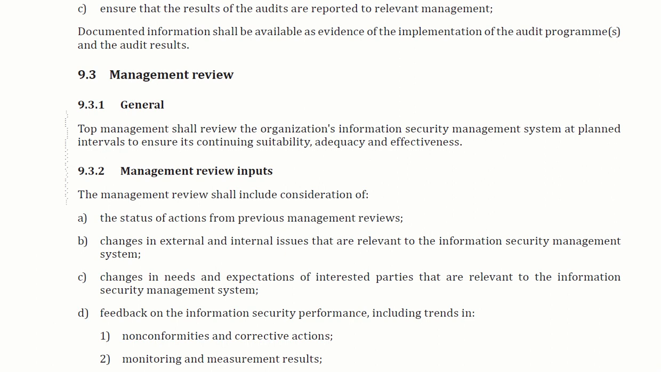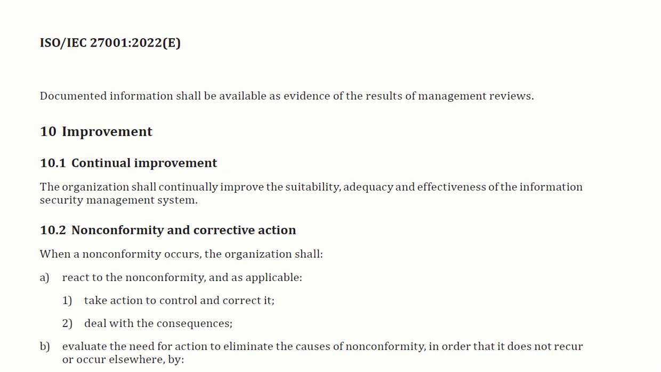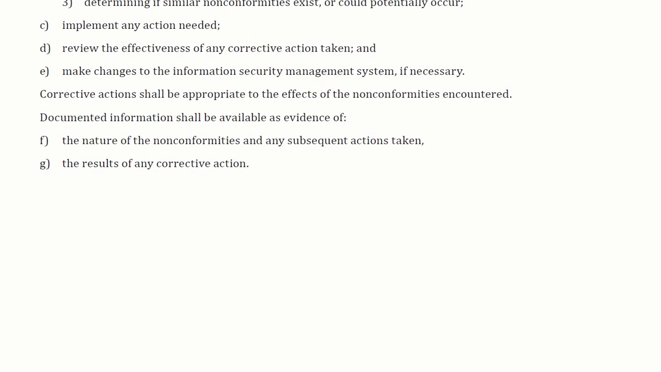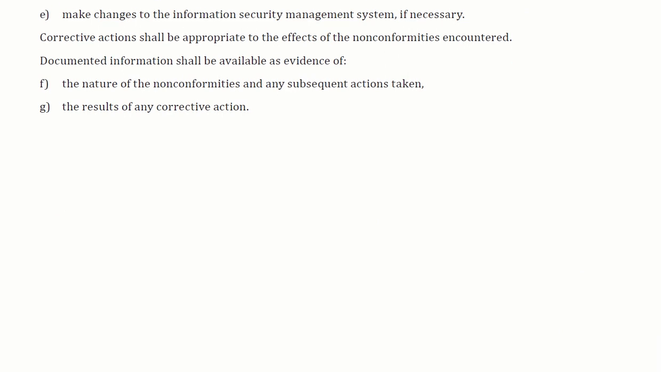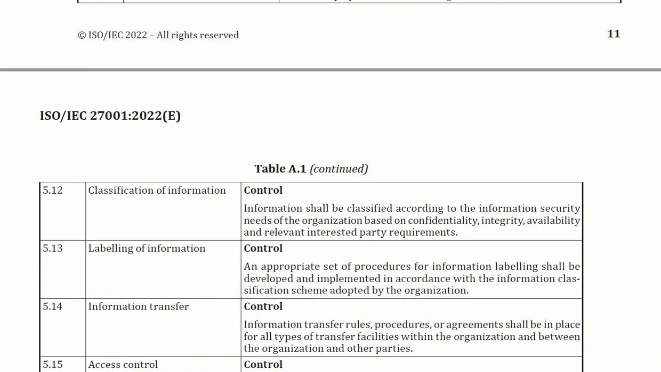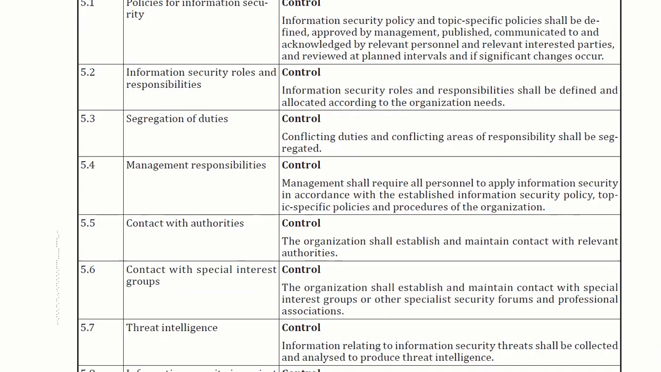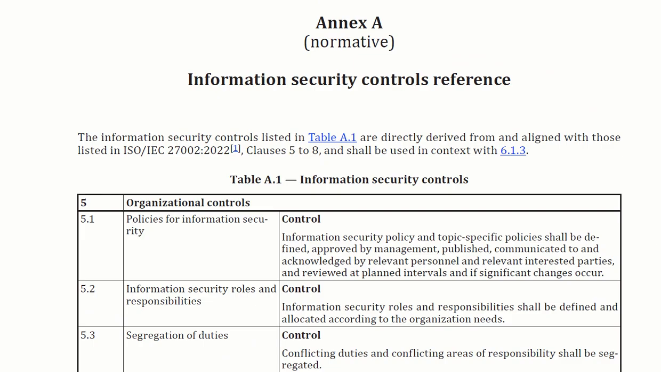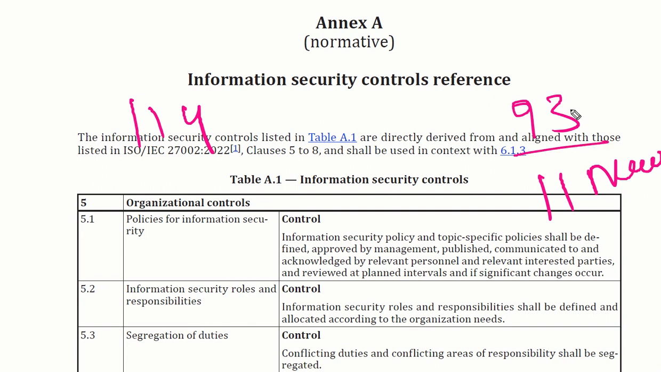The major changes are in the Annex A part. Earlier, a total of 114 controls were there. Now the controls have been reduced. Now we have a total of 93 controls. Out of these 93 controls, 11 new controls have been introduced.